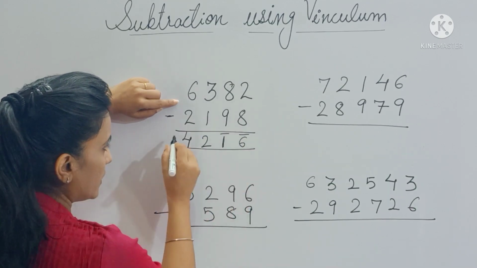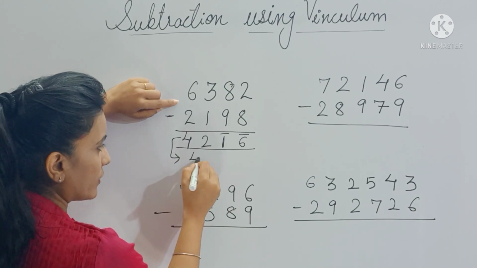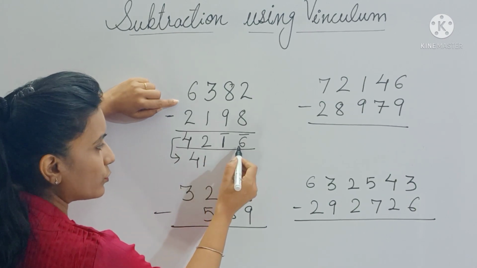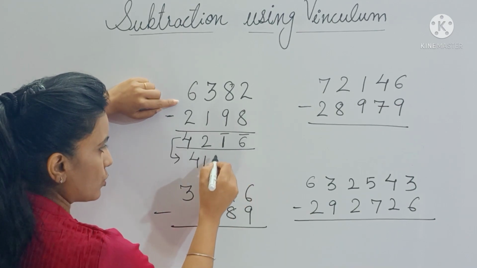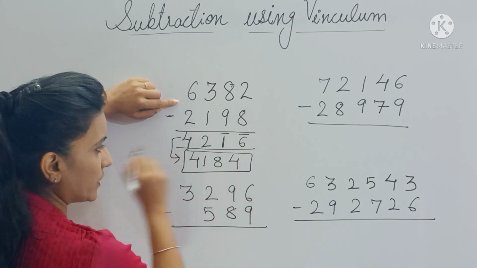So do reverse subtraction and put the bar. Now you have to devinculate this. So 42 you decrease by 1. So you get 41. Here apply the rule all from 9 last from 10. So 1 plus 8 gives you 9 and 6 plus 4 gives you 10. So this is your final answer.